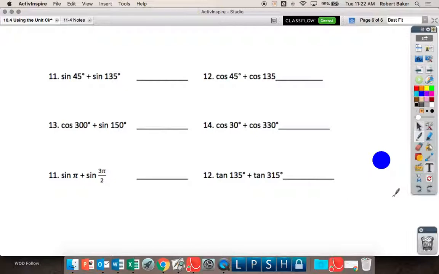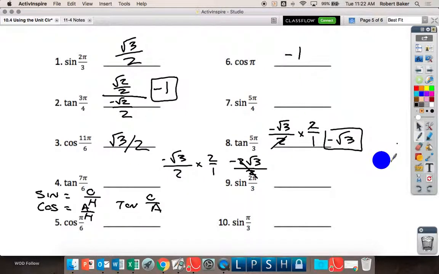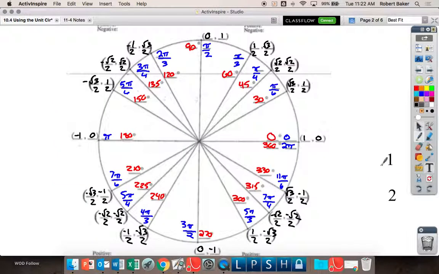Now hold on. Can I just nerd out real quick? What are we trying to do? The tangent of 3 pi over 4. In a world where you were uncomfortable with this, I could go to my unit circle, and what is 3 pi over 4 degrees?